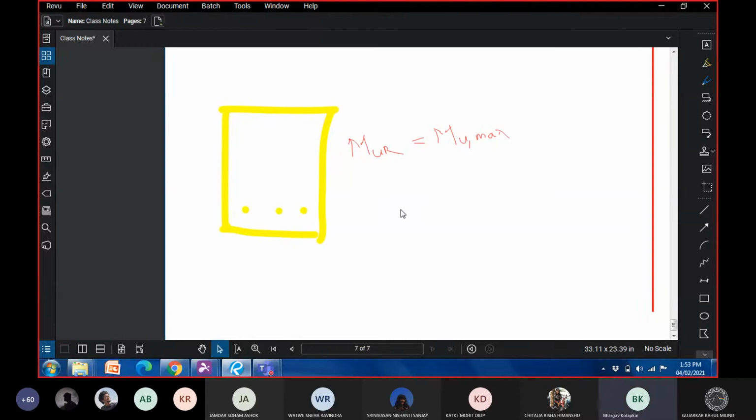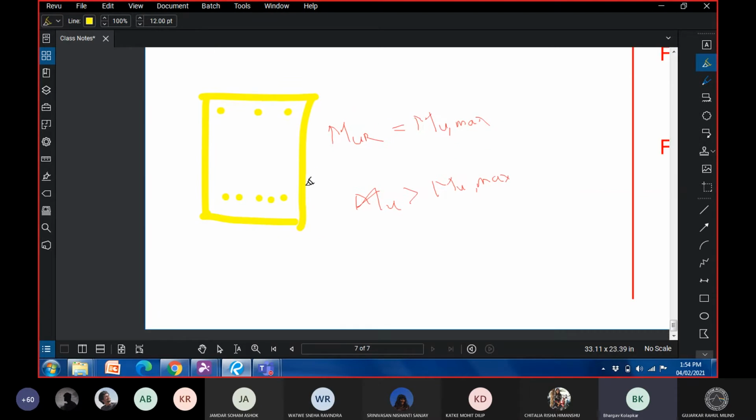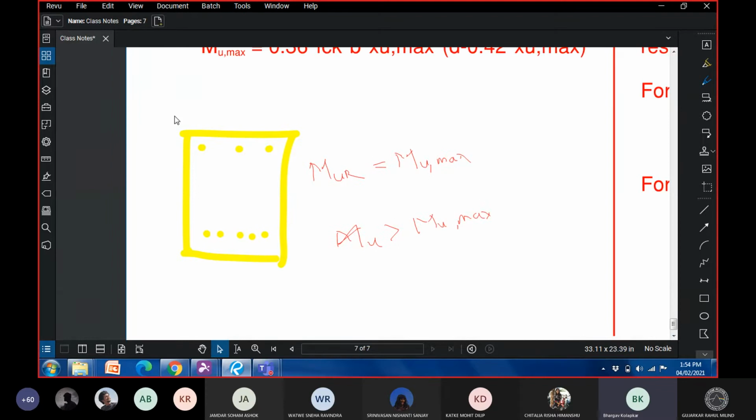And either because of loading or because of the span, say the moment demand is greater than Mu max. In that case, we add reinforcement here, but at the same time we also add reinforcement here, which increases the moment capacity, and we make sure we add steel in such a way that the section still remains under reinforced. Now how is something that we're going to look at now.